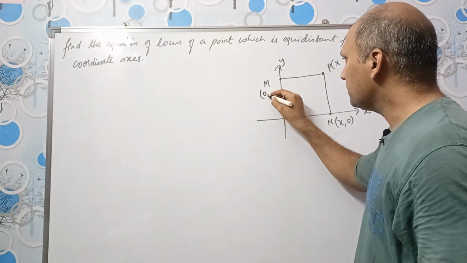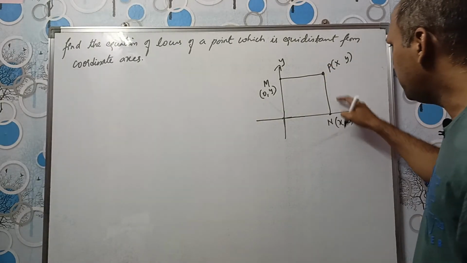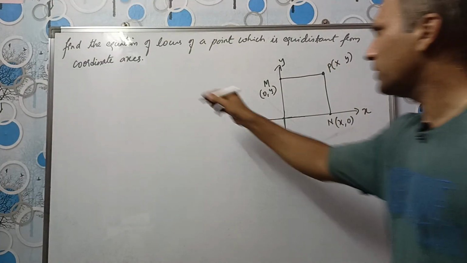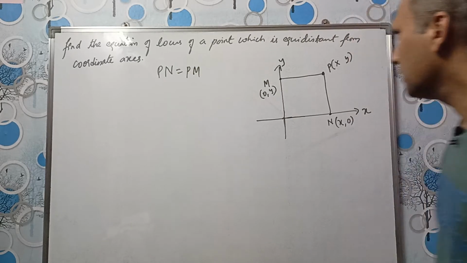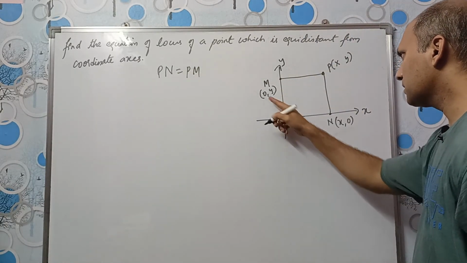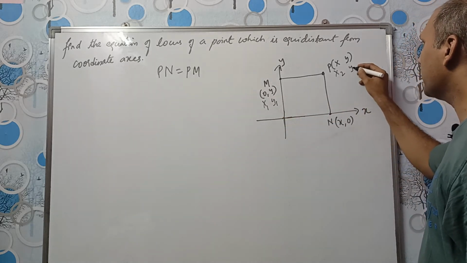So this point, let it be (0, y). According to the problem, PN is equal to PM, because this is an equal distance, so it is given that PN is equal to PM. Let us find the distance. We have 2 points, so let this be (x1, y1), let this be (x2, y2).